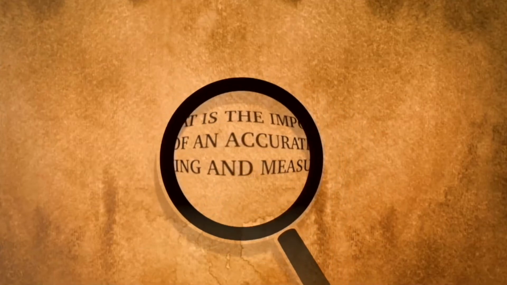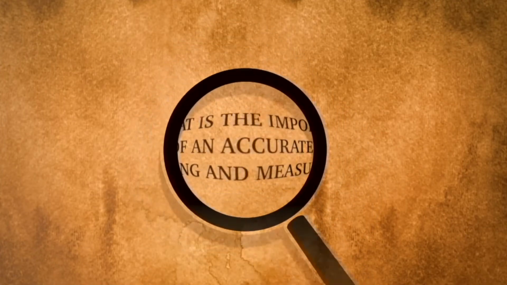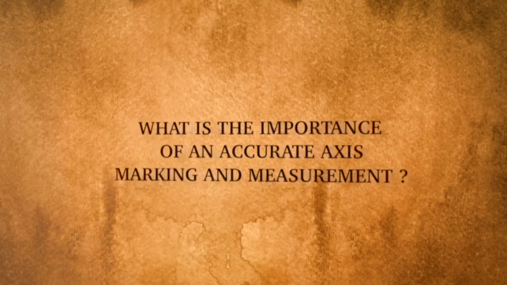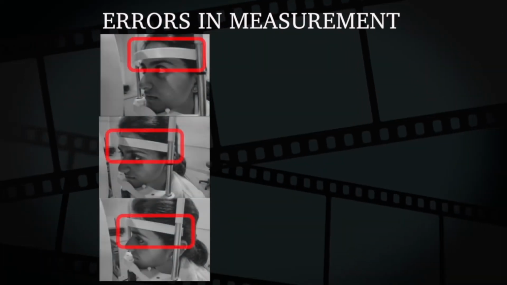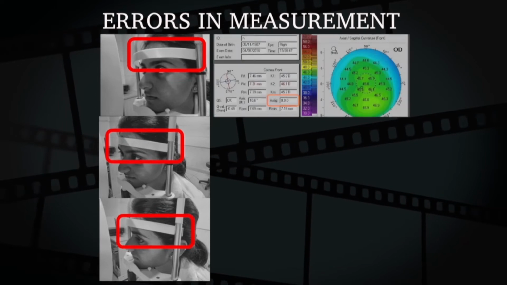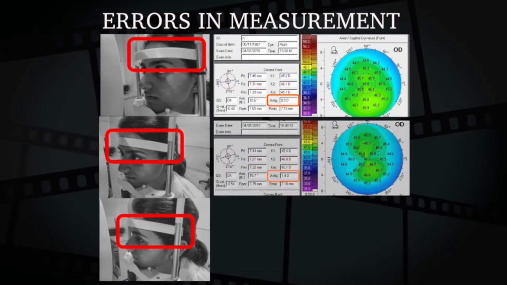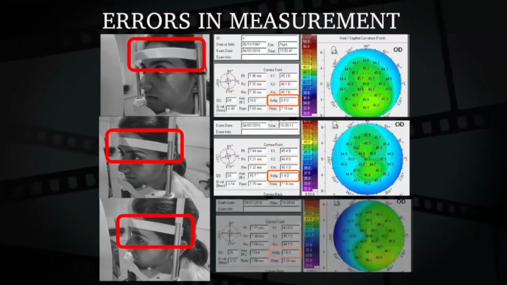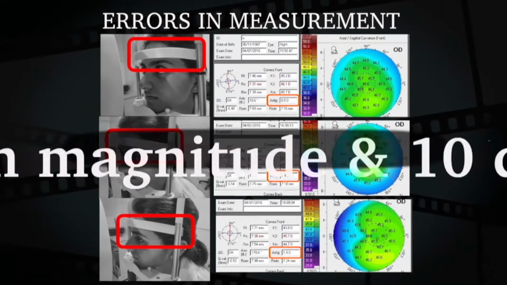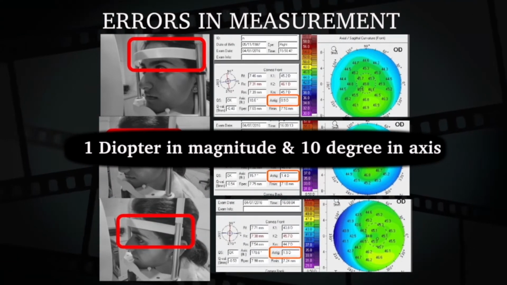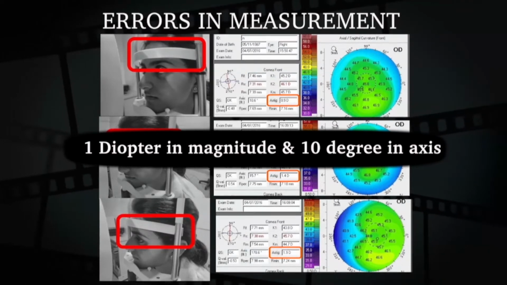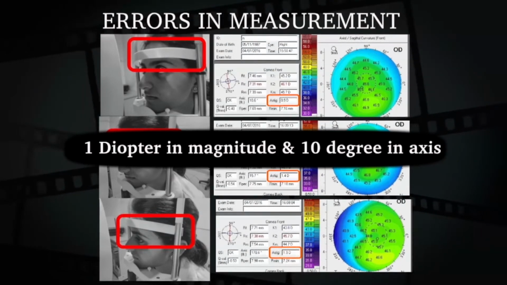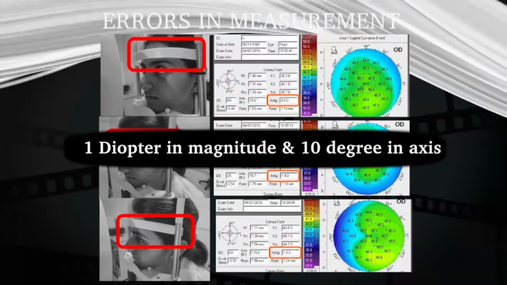The next question was about axis marking in case of toric IOL. It is a colossal waste of precise planning if toric marking is not accurate enough. Just a simple error in non-alignment of the forehead with the headrest while marking axis during toric IOL planning can lead to a change in cylinder by 1 diopter and 10-degree rotation in the axis.